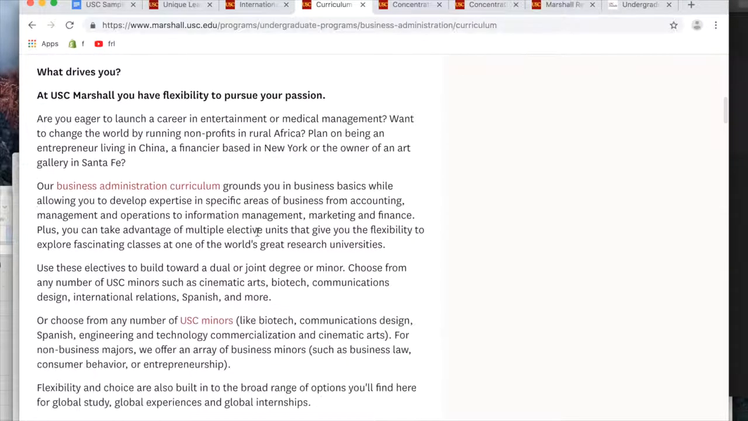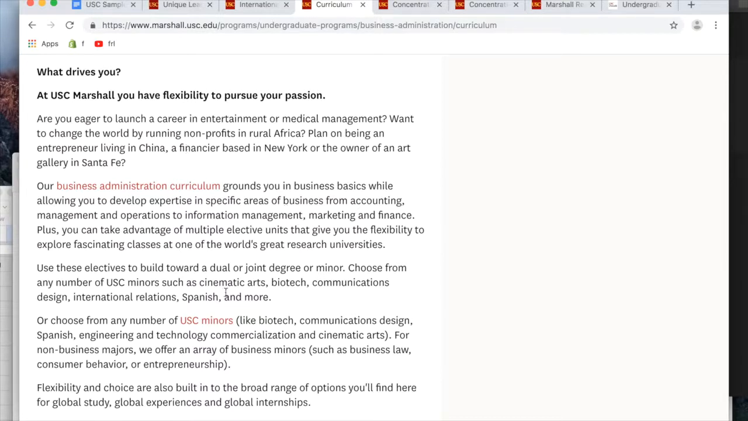And if you look into the introduction page of Marshall, it also tells you the goals that people can have, either a career in entertainment or in medical management, changing the world by running a nonprofit in rural Africa, or planning on being an entrepreneur living in China. These are good goals for you to think about so that you can talk about them and how Marshall can help you get there.